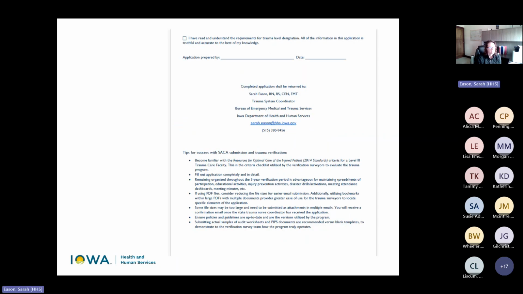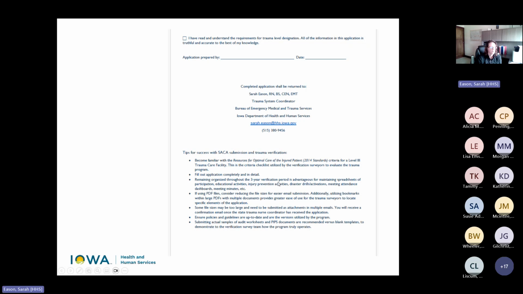Make sure that you're reading the tips here for your SACA submission. Make sure you're familiar with the Orange Book and your criteria. Again, this will say level 4 for your level 4, and your criteria checklist that, again, I send with that 6-month notification. Fill out your application completely and in detail.